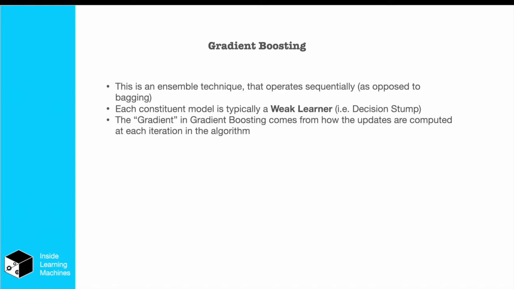Now, the word gradient in gradient boosting comes from the actual details for how the updates are computed at each iteration in the algorithm. What we end up doing is we compute the gradients of the optimization function, and we use those gradients in order to work out the updates that we use at each iteration. So that's essentially where the name comes from.